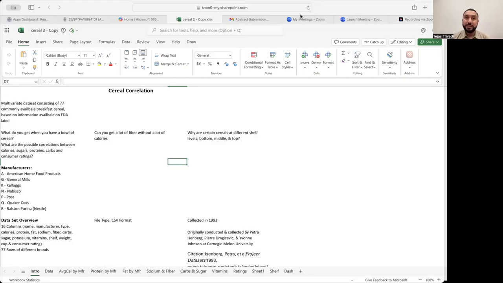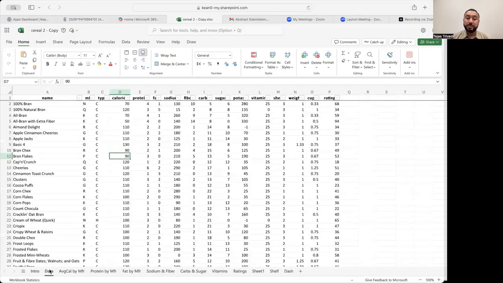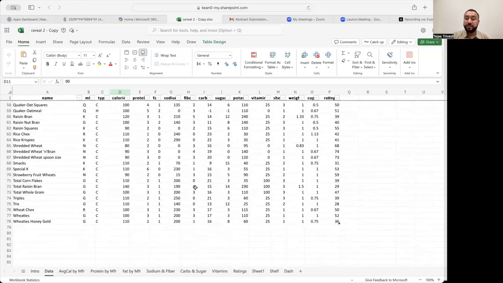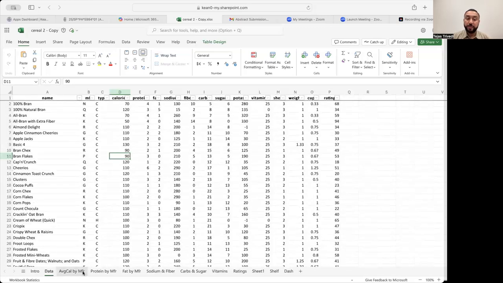This was collected in 1993 by a few researchers by the name of Eisenberg, Dragovich, and Johnson at Carnegie Mellon. If we look at the data set itself, as I mentioned up top, you have everything from the name, the manufacturer, the type, the calories, the protein, the sodium, the fiber, all the way to the rating at the very end. And this is all the 77 different rows that we've been looking at.